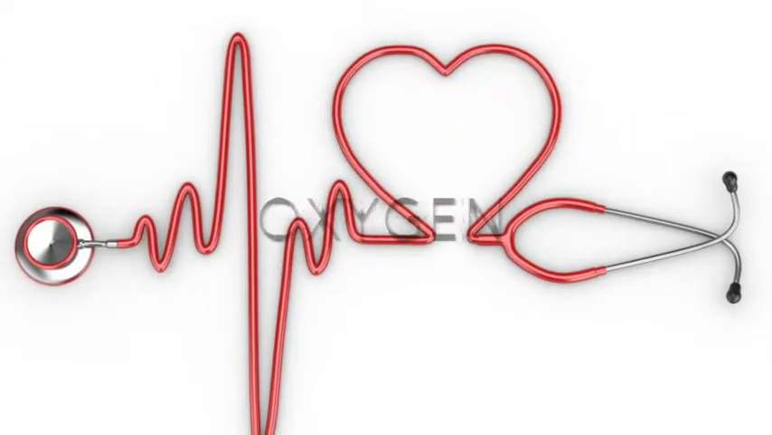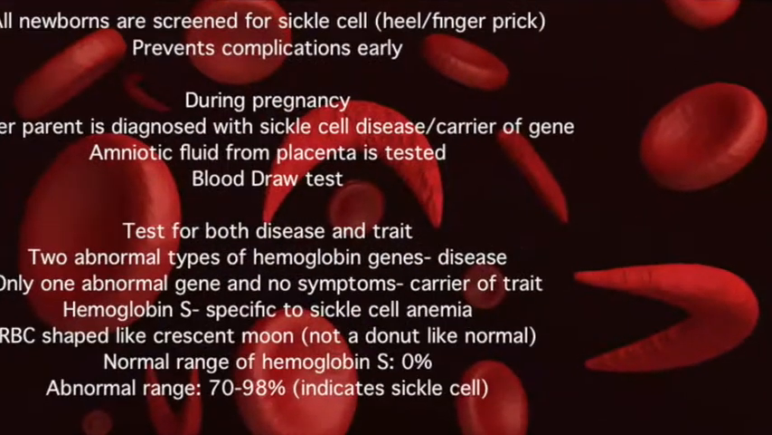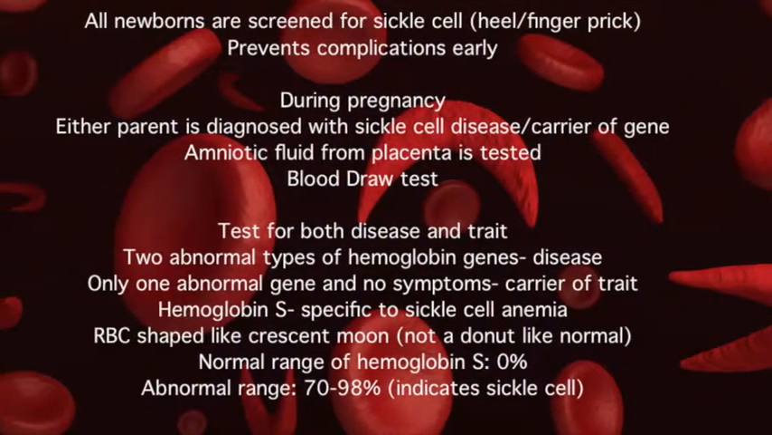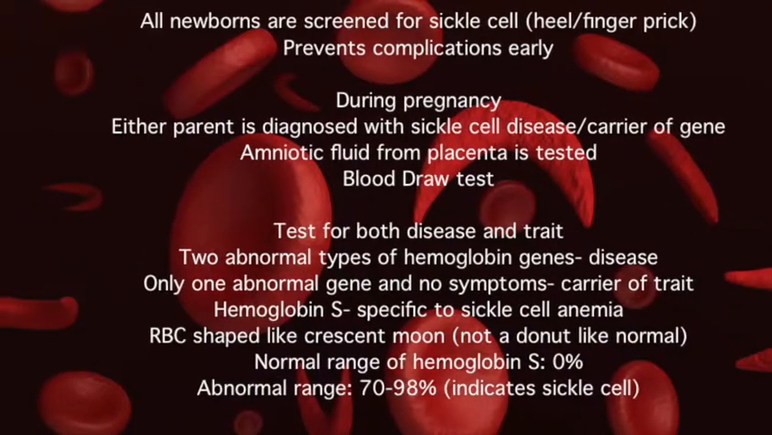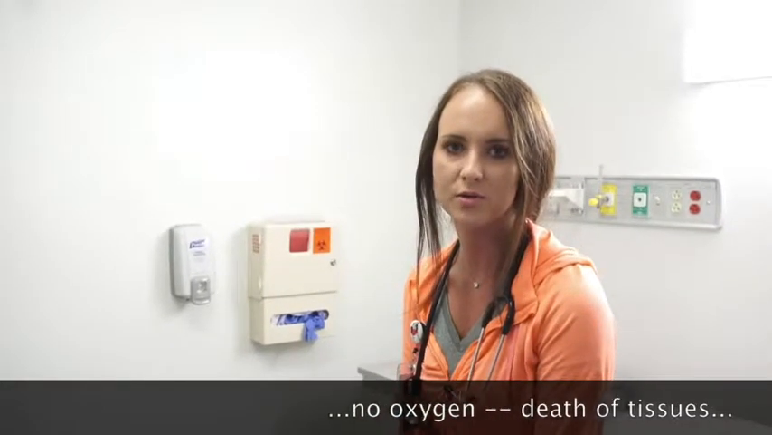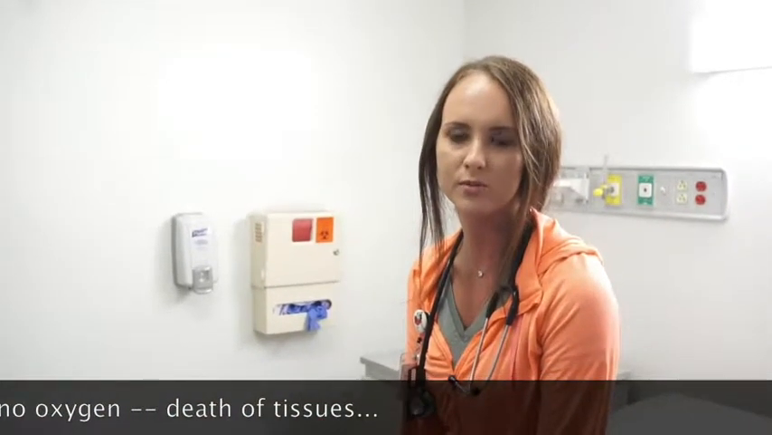oxygen as needed. A few patient education needs would be to take medications as needed to manage pain, balance rest and activity, maintain hydration, avoid quick changes in temperature, and adjust accordingly to the weather. Pain is one of the primary complications of sickle cell due to the lack of oxygen and death of the tissues. Other complications include organ damage, stroke, blindness, and pulmonary hypertension.